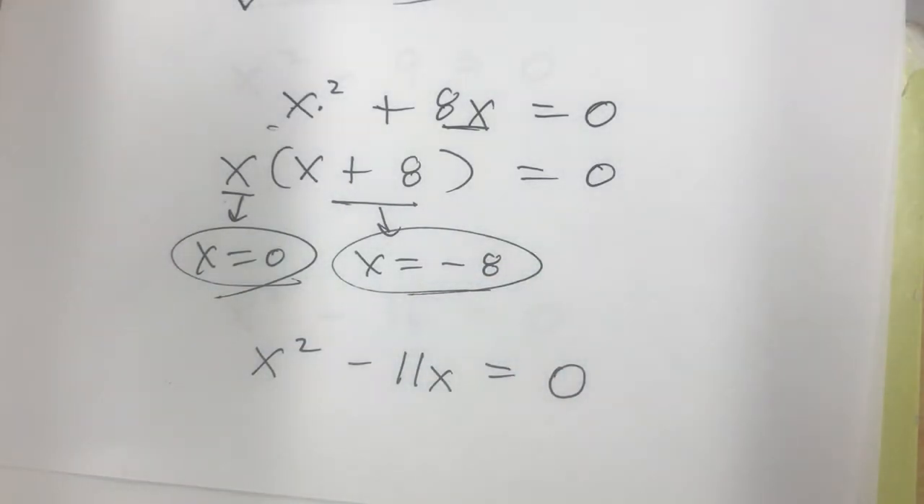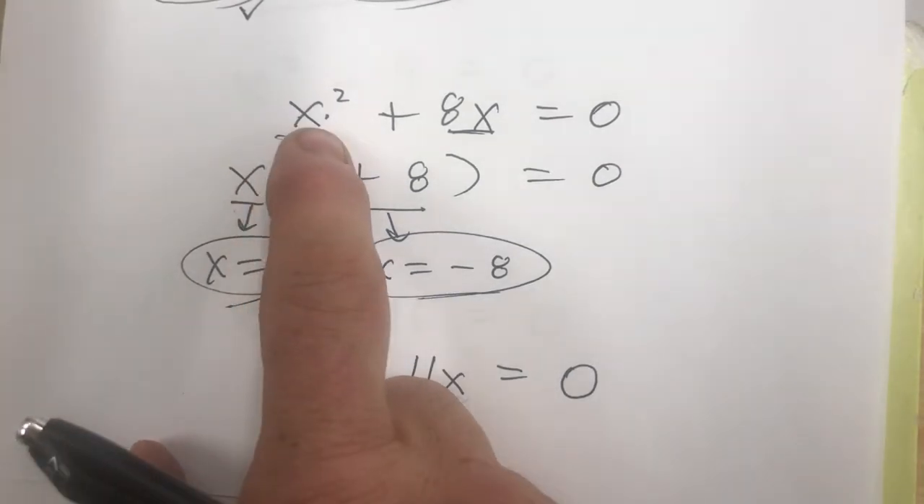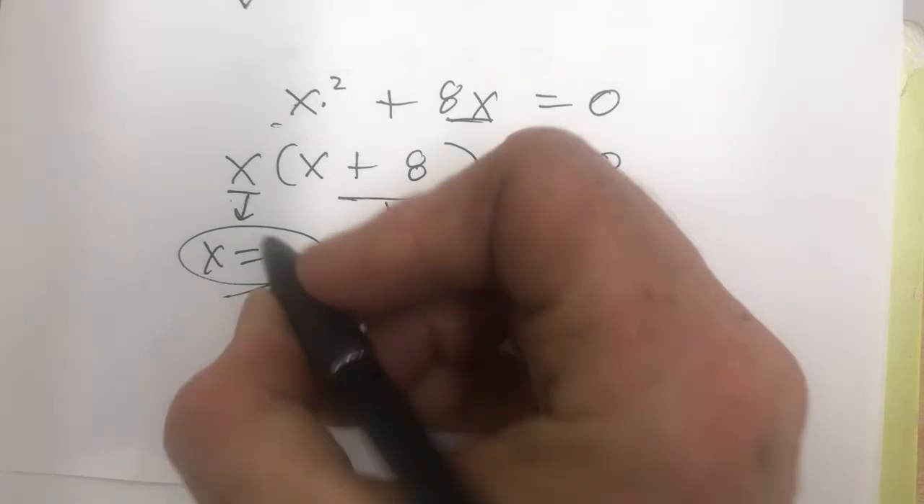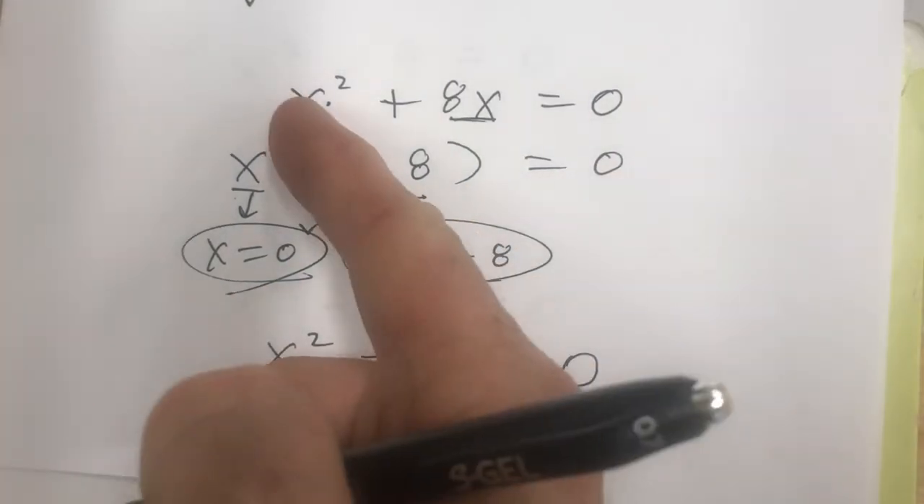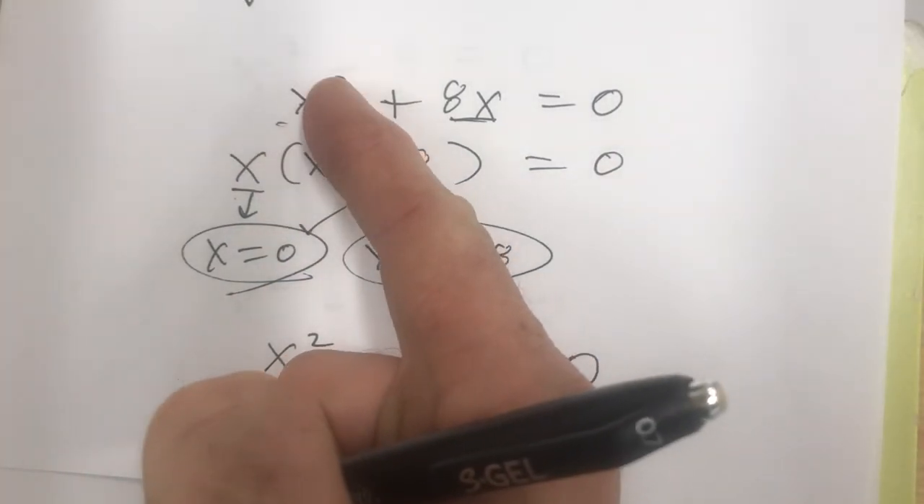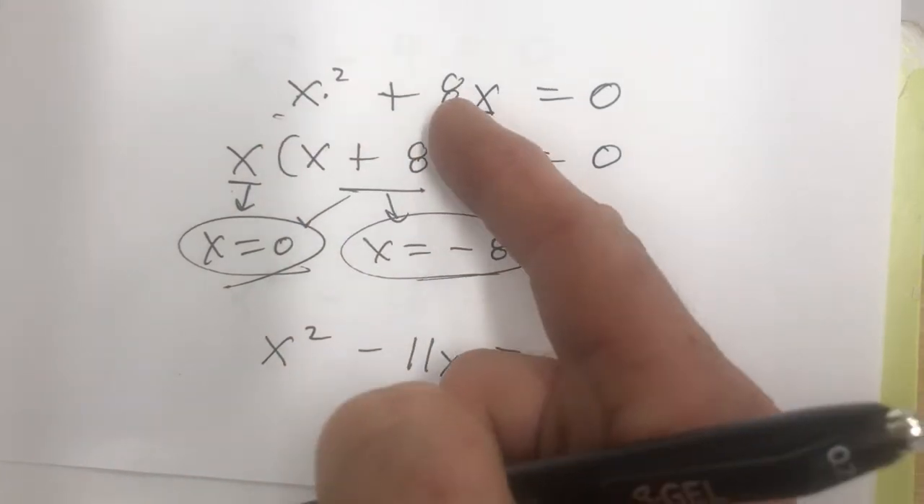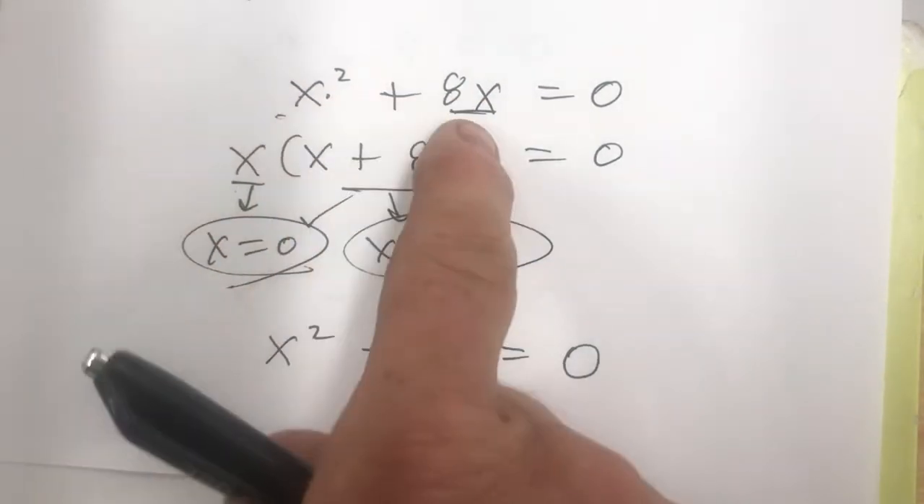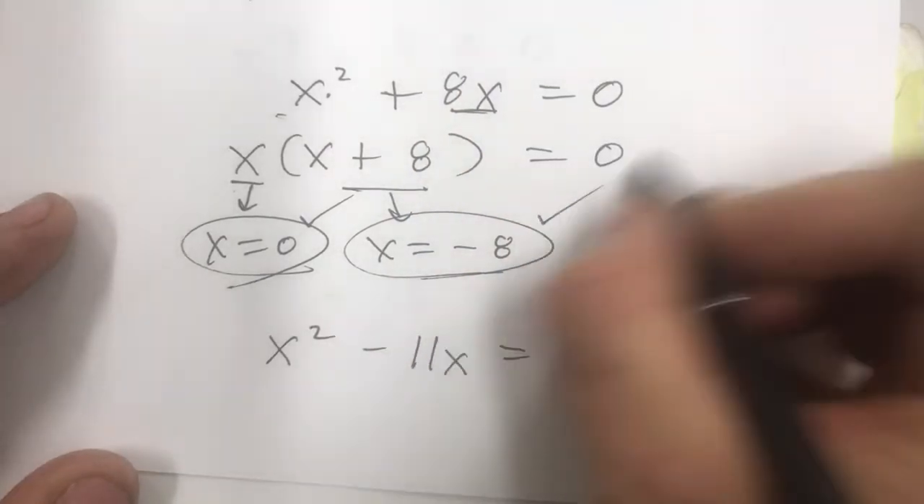Okay? Now I can check those again. If I put 0 in, 0 squared is 0, 8 times 0 is 0, 0 plus 0 is 0. So this one's good. If I put negative 8 in, negative 8 squared is 64. 8 times negative 8 is negative 64. So I have 64 plus negative 64, which is 0, and it works too.